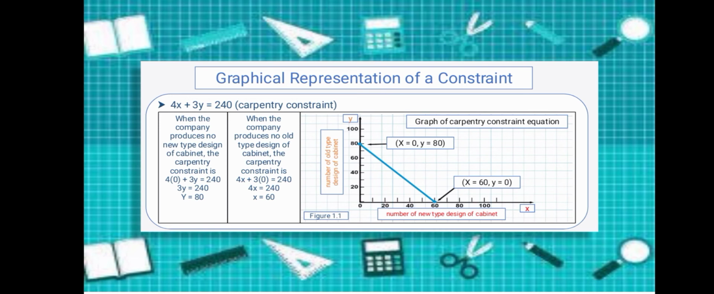So i-plot natin yung y natin na naka-vertical. I-point natin yung 80 at saka point na 60 sa horizontal. So that is our graph of the carpentry constraint.